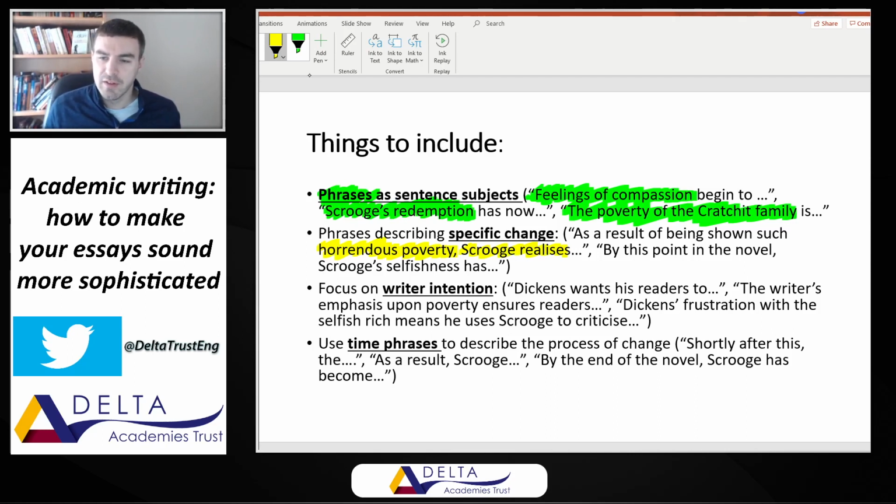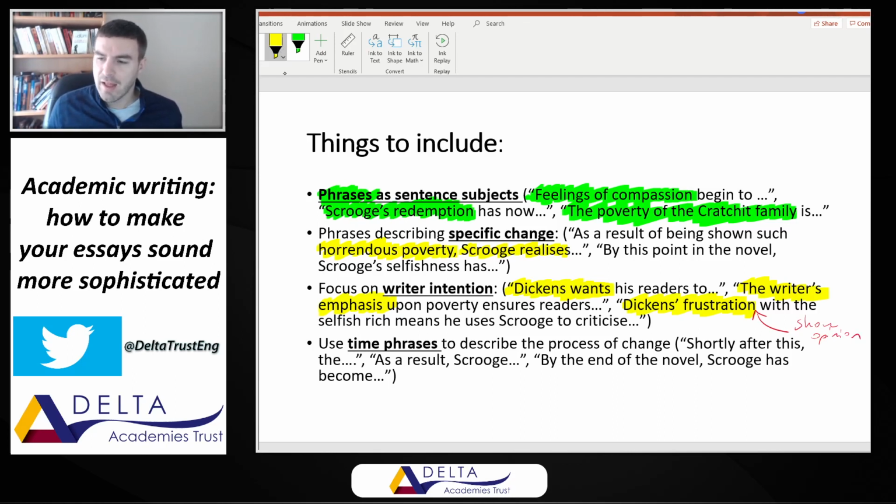Next one. Focus on the writer's intention. This is really easy. Dickens' message. We often do this in the development of our comment and evidence, as we often talk about in lessons. Now, here's a little tip for you. When you know that someone doesn't like something, so we know that Dickens doesn't like poverty, use a word which expresses that dislike. Dickens' frustration or Dickens' anger. Show their opinion. Really useful thing to do.